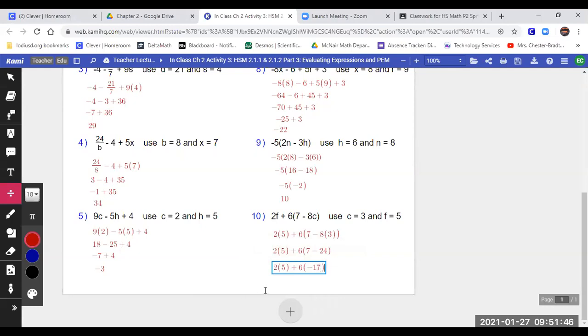Okay. Now we have to handle that multiplication because we finally handled the parentheses. We're now going to clean up the multiplication stuff. 2 times 5, what do we get? 10. Okay, now we have a positive times a negative. So what's the sign going to be for that? Negative. Okay, so I'm going to put the negative sign after the 10.